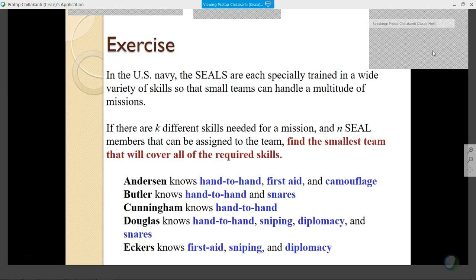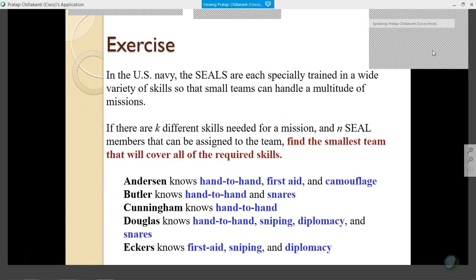So in an abstract way, there are K different skills needed for a mission. Whatever the mission is, maybe finding the Al-Qaeda leader and when they killed him, that was a mission. So you have K different skills that are required, and then you have N SEAL members, K and N, and they can be assigned to the team. The goal is to find the smallest team that will cover all of the required skills.